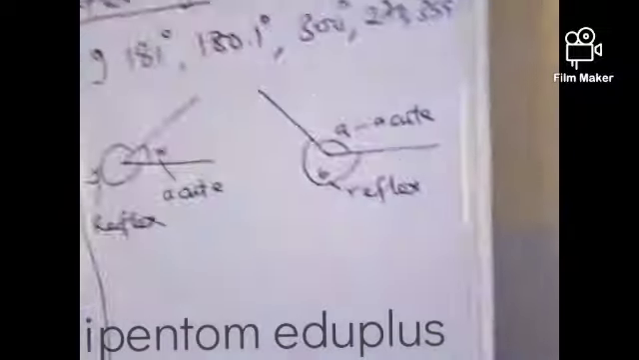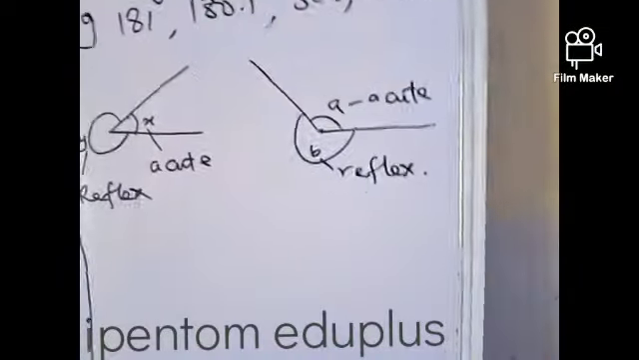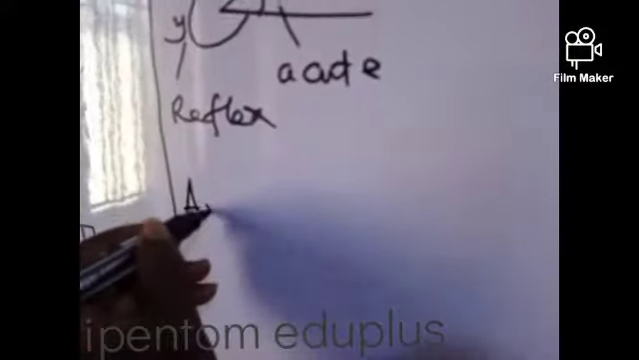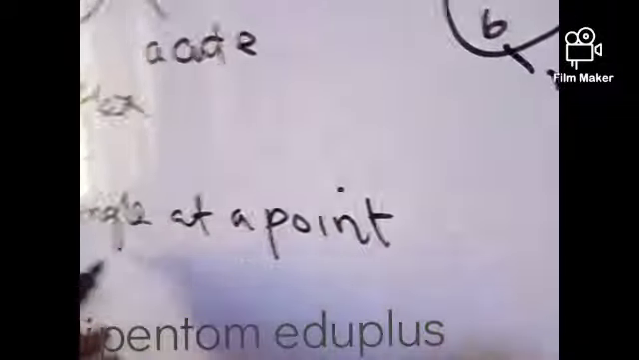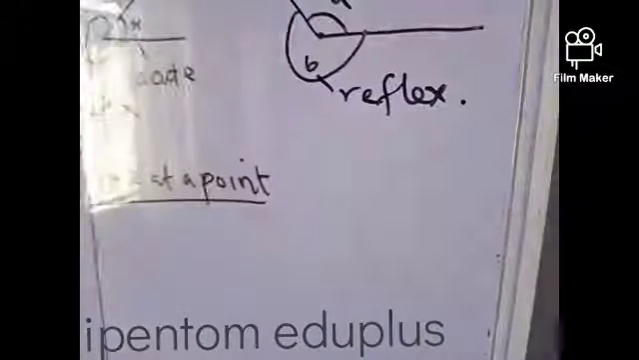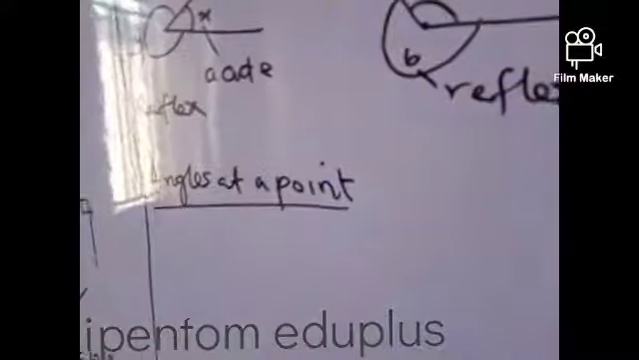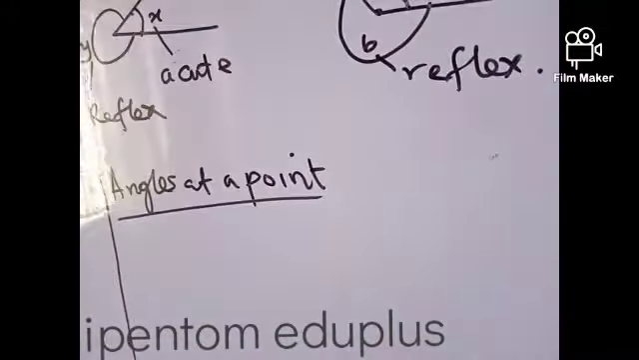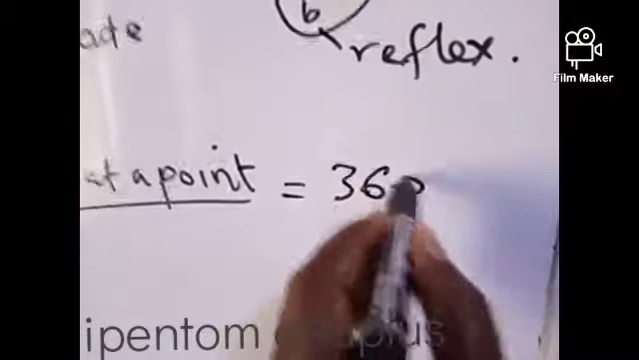So apart from these 5 angles that I've mentioned, we also have angles at a point. The sum of angles at a point is 360. So we can say angle at a point is 360 degrees.